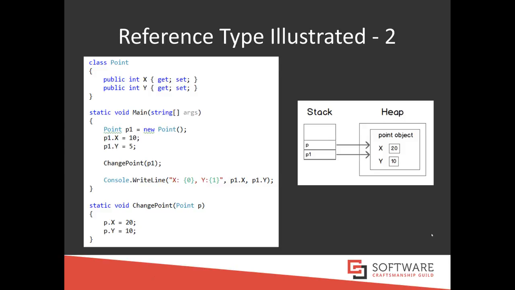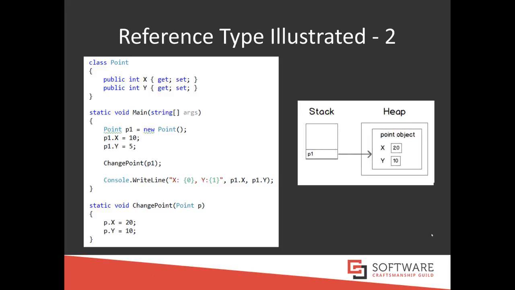So any changes we make in this method, like setting x to 20 and y to 10, are going to impact P1 because it's the same object. So then when we go to print out x and y, when the method returns, the variable P goes away because the method is done, and P1 is the only one that remains. It's still pointed to the same object that was modified. So this will actually print out 20 and 10.